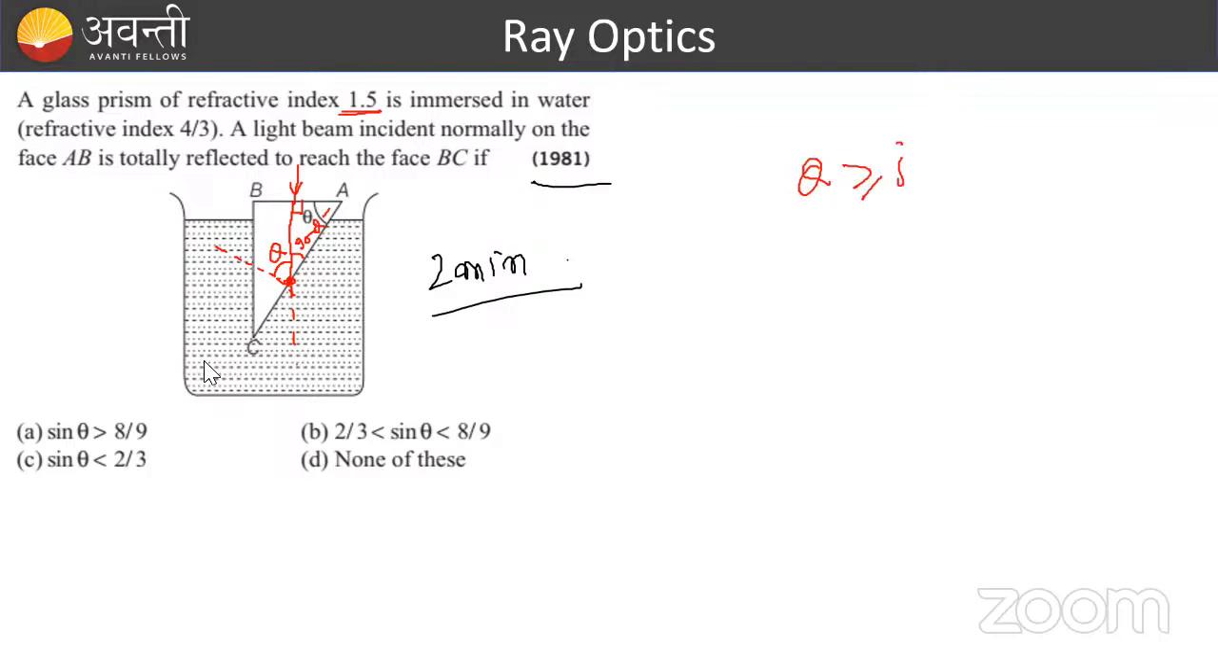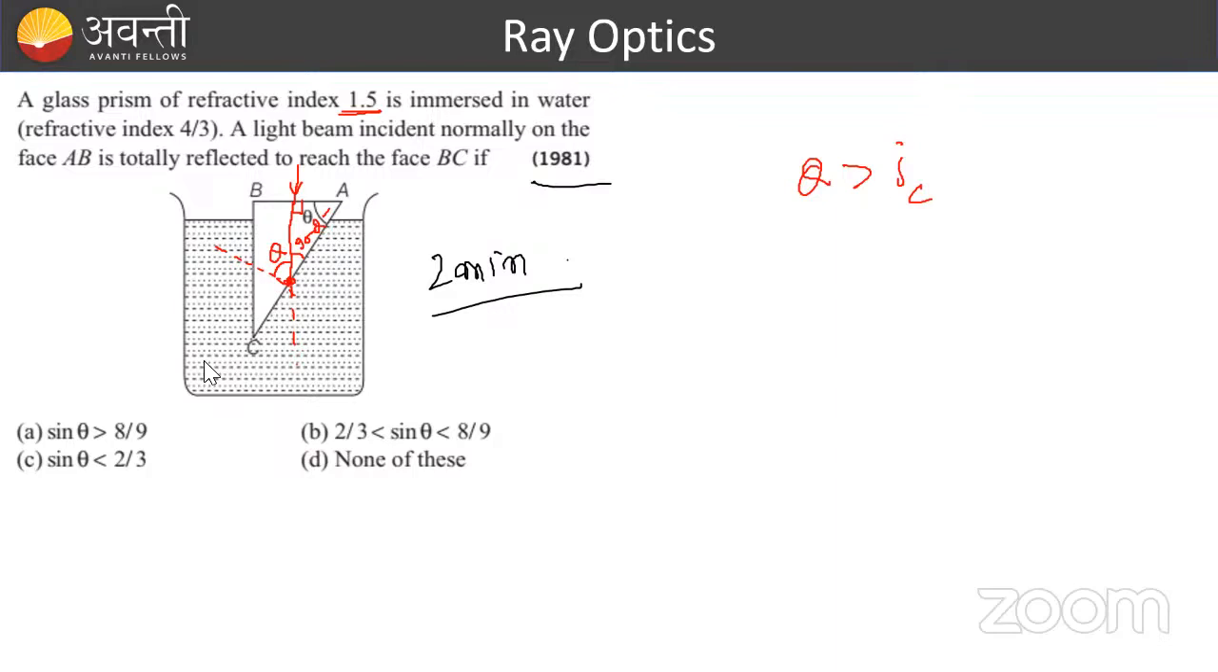or it should be greater than, because it's able to reach the surface BC. That is only possible if theta is greater than IC. So here I have written theta is greater than IC. Now let's calculate sin theta.